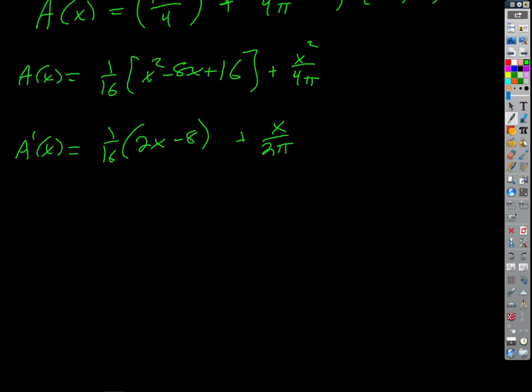And so now I've just got to set all this thing equal to 0 and solve, right? So we end up with A prime equals 0 when, what? If I distribute the 1/16, I get x over 8 minus 8 equals negative x over 2 pi. Or, I'll tell you what, that's a dumb way to do it, isn't it?